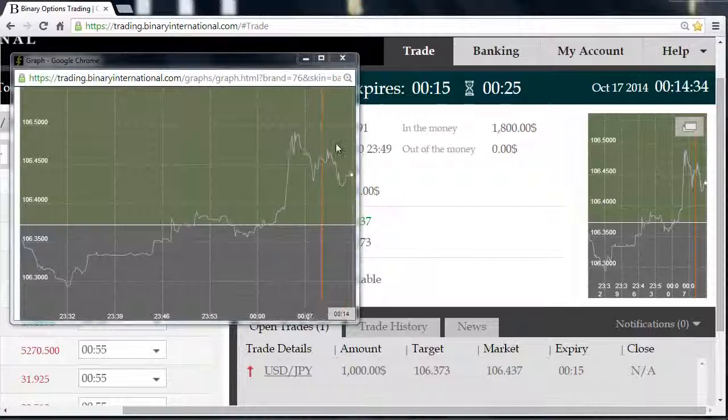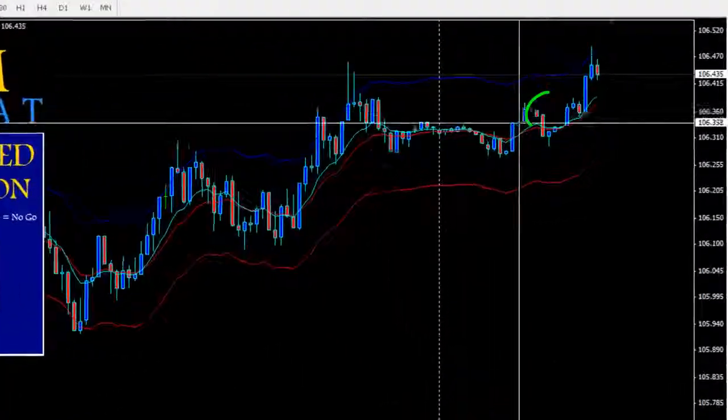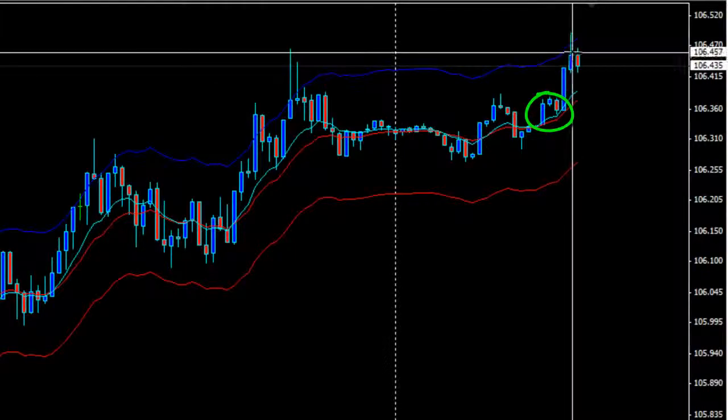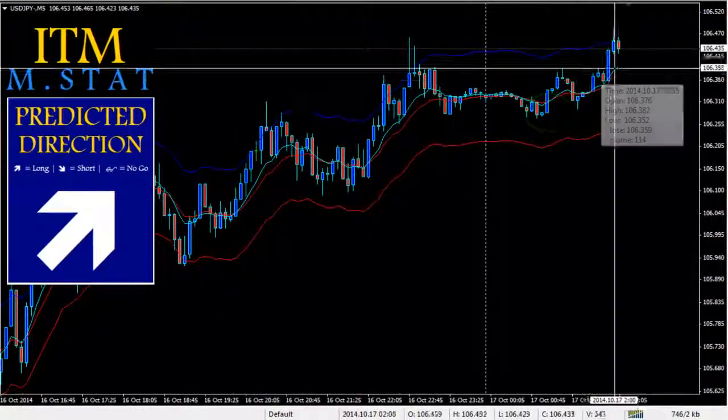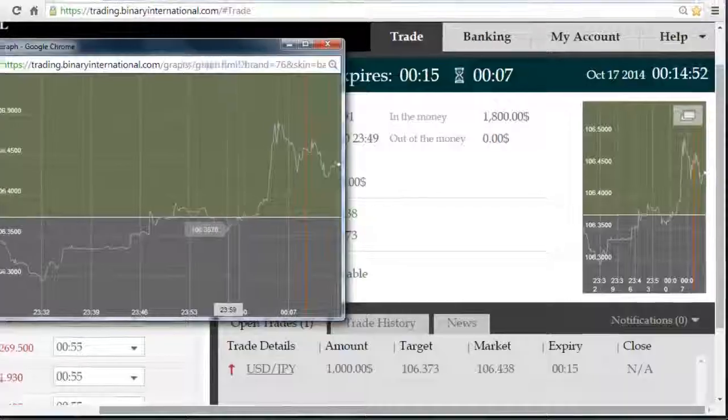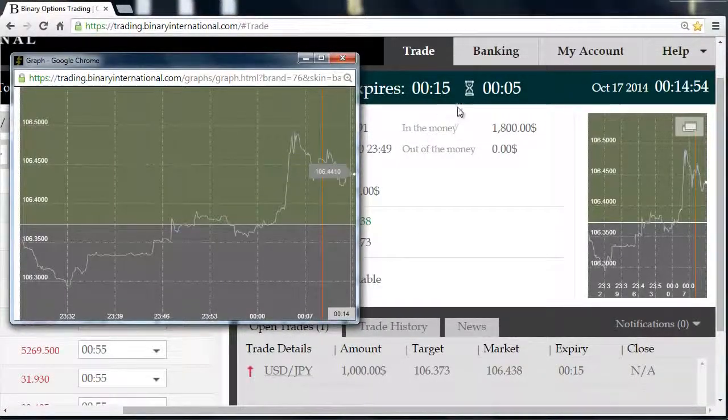All right, back again with roughly 24 seconds remaining on this US dollar Japanese yen trade here, taken using ITM MStat. A predicted direction of long, followed by price bouncing off of the middle crossover EMAs, giving it a 30-minute expiry, allowed the trade to mature in the intended direction. As you can see, it is moving towards expiry here shortly in the next 5 seconds due to exactly that.